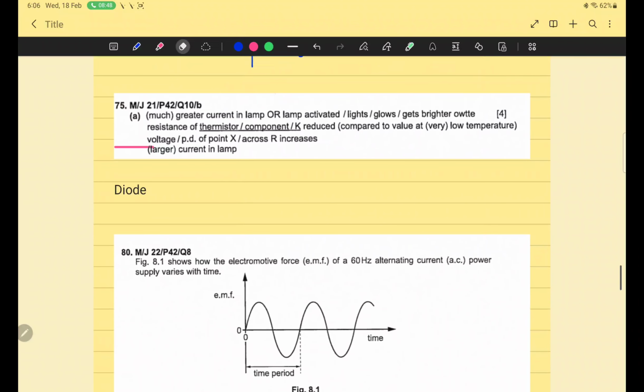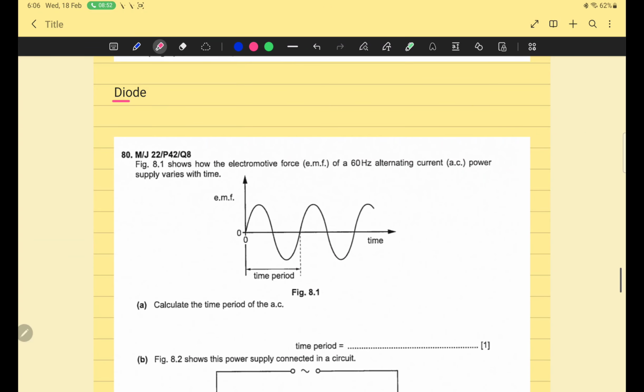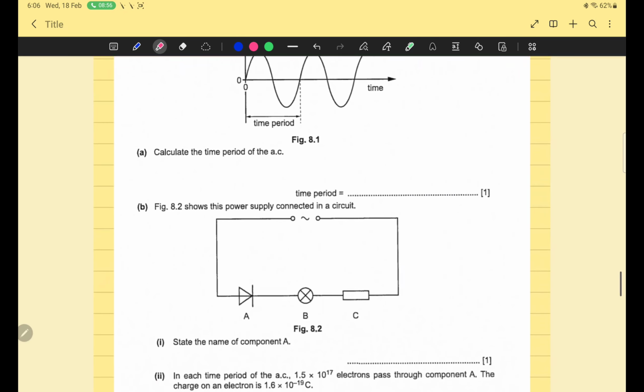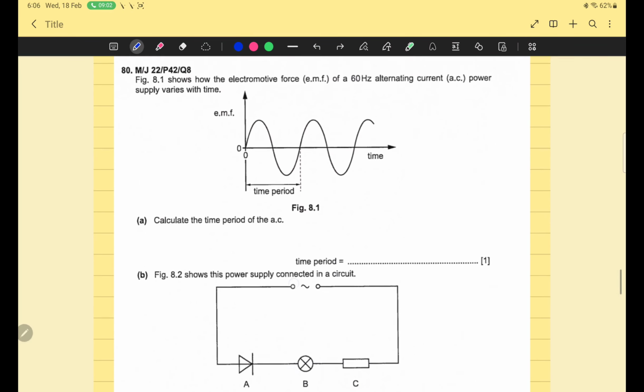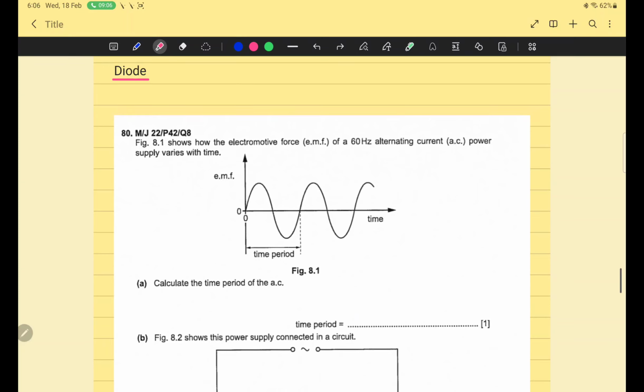And now, sir, the next question is about diode. What is a diode? The symbol of a diode is this. And you know, a diode converts AC into DC. Alternating current can be changed into direct current by a diode. And now I am starting to solve the question.